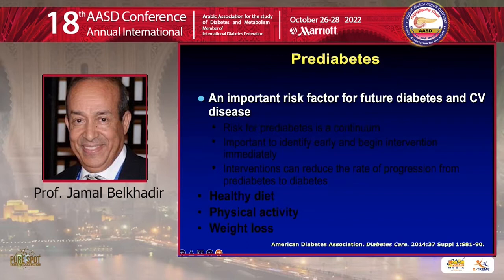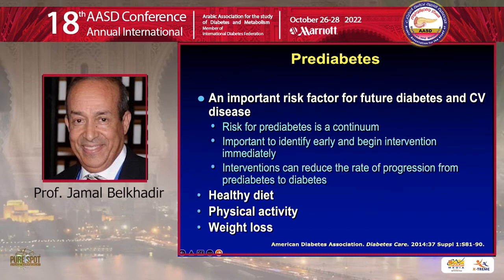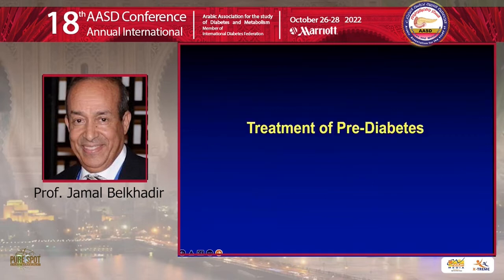And in summary, we can say that prediabetes is an important risk factor for future diabetes and cardiovascular disease. The risk of prediabetes is a continuum. It is important to identify early and begin intervention immediately. Interventions can reduce the rate of progression from prediabetes to diabetes, including healthy diet, physical activity, and weight loss.